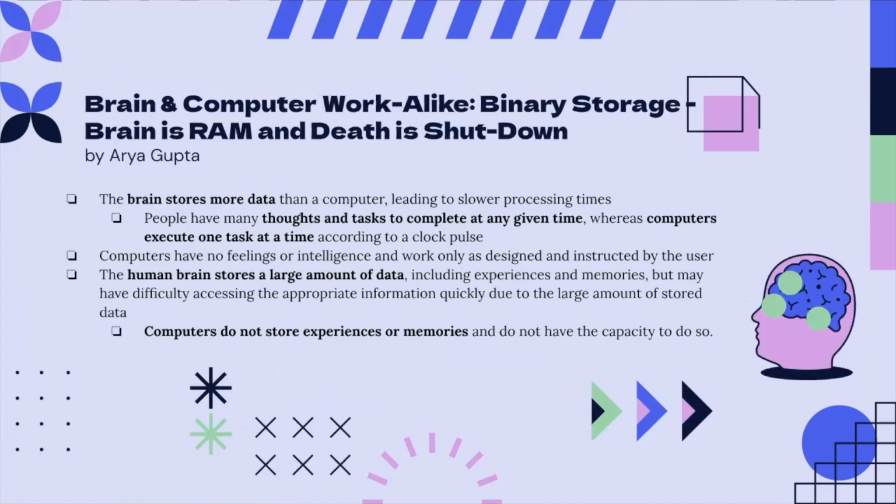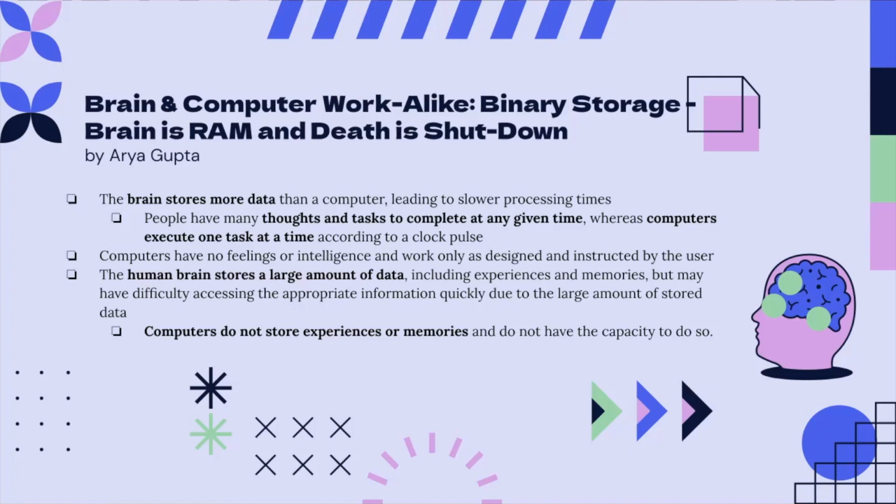So we'll move on to brain and computer work alike: binary storage. Brain is RAM and death is shutdown. So Gupta takes a more AI slash computer understanding in the comparison. It's stated that the brain stores more data than a computer, leading to slower processing times, which makes sense to us as humans. We can experience memories. However, it gets slightly difficult over time. As we get older, it can be harder to recall events that happened earlier in our lives.